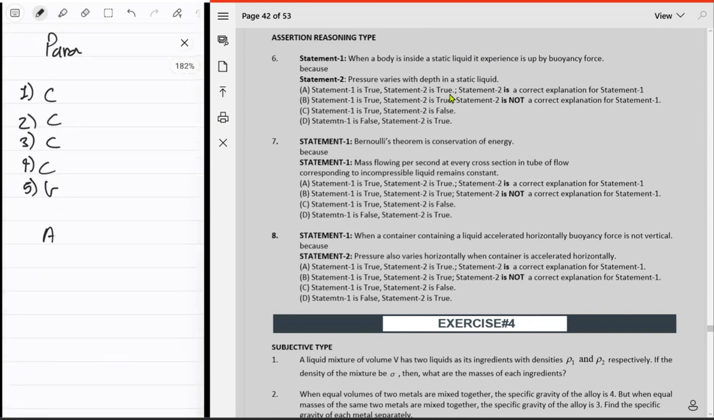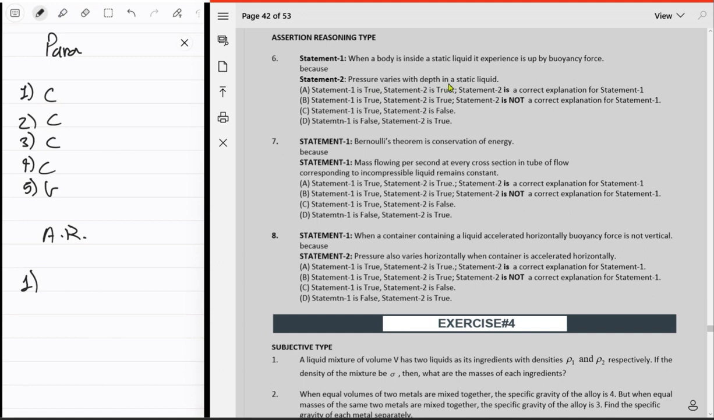So assertion reasoning. First, when a body is inside a static liquid, it experiences an upward force, which they wrote as "up by Poisson's force" because, man, their grammar is just so not good. I think it's an upward force. Wait, what is that? I get it, it's just the upward buoyant force, that's the statement, but just look at how they posed it.